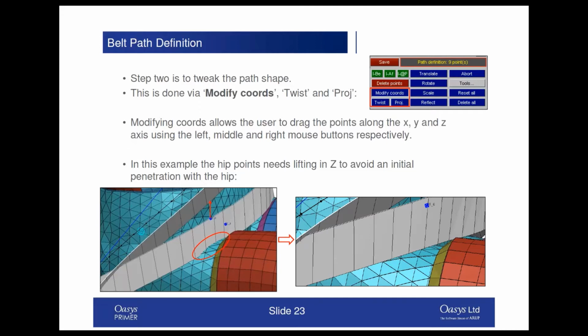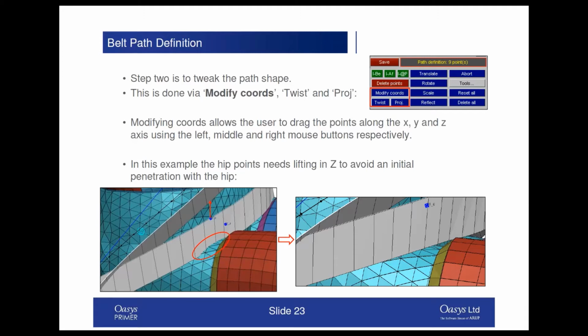So I'll have a look at each one in turn now. Modifying coordinates allows the user to drag the points on the screen along the X, Y, and Z axes using the left, middle, and right mouse buttons, respectively. So in the example I've got there on the left-hand side, the lap portion of the belt is intersecting with the hip of the occupant. So we need to remove that intersection before we can fit the belt around the occupant.